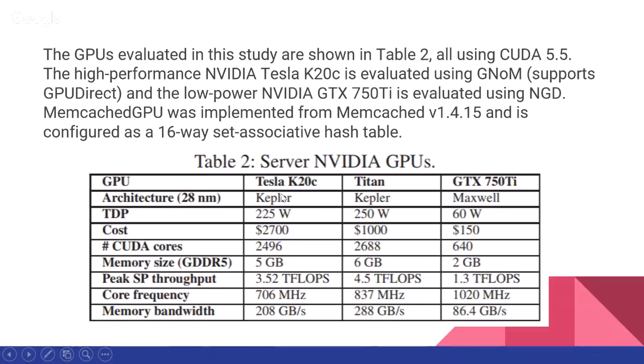The first one is the high performance NVIDIA Tesla, and it is evaluated using GNoM, which supports GPUDirect. And the lower power NVIDIA is evaluated using non-GPUDirect. And the memory cache GPU was implemented from memcached of this version and is configured as a 16-way set associative hash table.